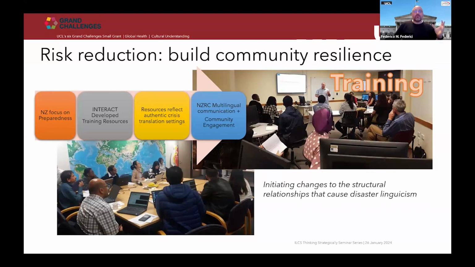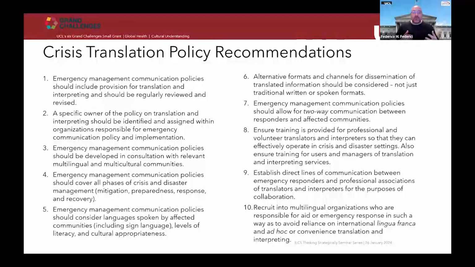So the training moved from the initial delivery, which was very highly contextualized in New Zealand, to a more ambitious idea that it could support bilingual individuals who were going to work in different conditions. This came alongside one of the other outputs of Interact, which was a series of policy recommendations around how to go about efficient multilingual communication in crisis.